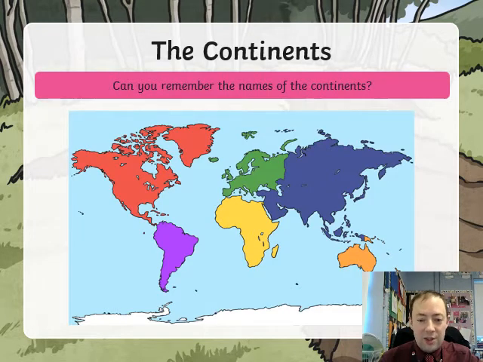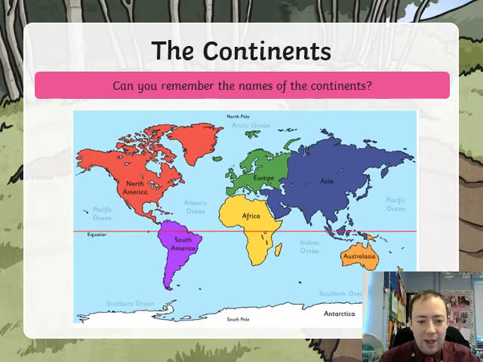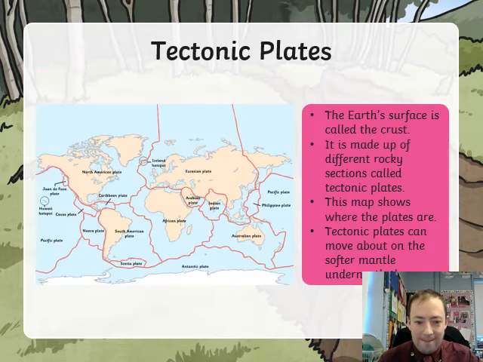The continents, here are the continents. Now, I know you know all their names. We've talked about their names in the past few weeks. I'm not going to talk about their names today, but I'm going to show you them. There they are. And the continents are all on plates. The plates are what the continents sit on, and they, over the years, have moved.